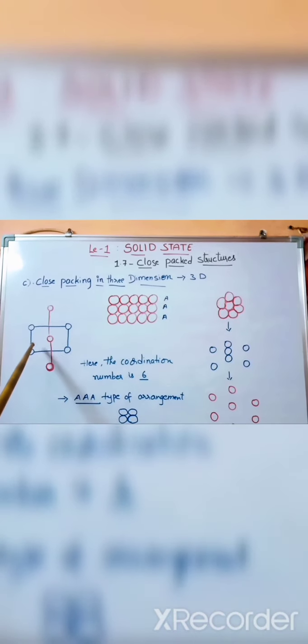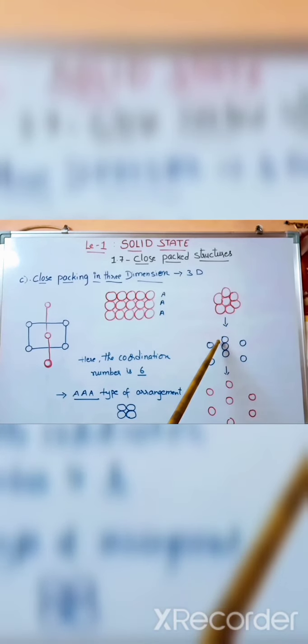If we see the structure here, what will be the coordination number? Here the coordination number is 6. See how? 1, 2, 3, 4, 5, 6. If you join like this, the 6 can be separated. 1, 2, 3, 4, 5, 6.